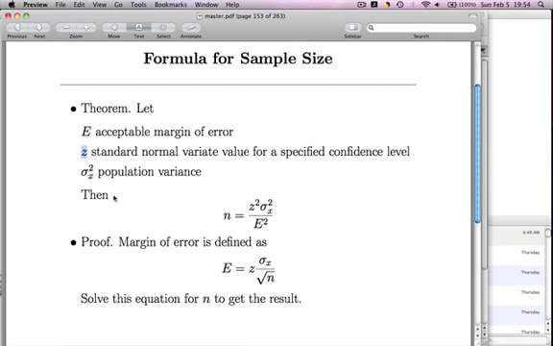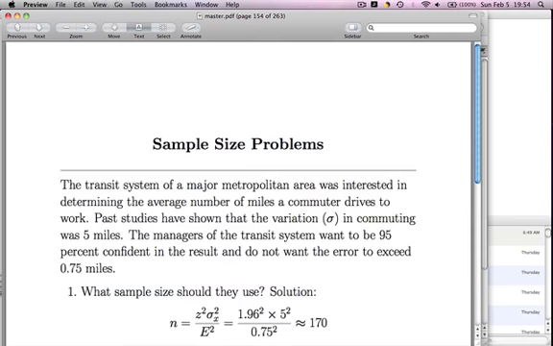If we know these three things, then the sample size you need is simply z squared sigma squared over e squared. Now how do you get this? If you remember, the margin of error is just the z-value times sigma over root n. We solve this for n and we get this formula. Well, let's go do a problem.